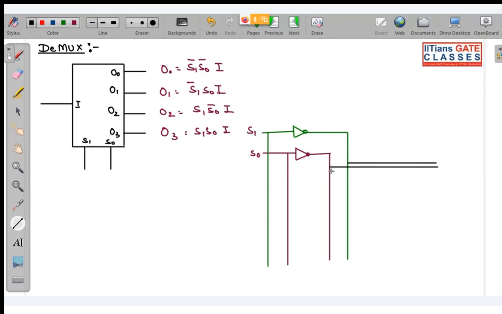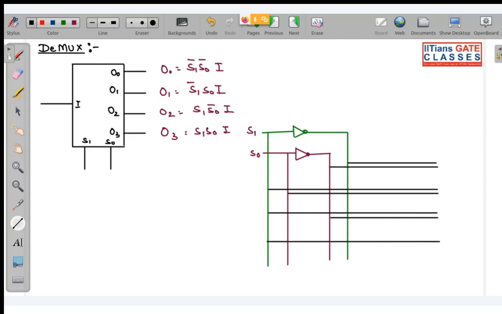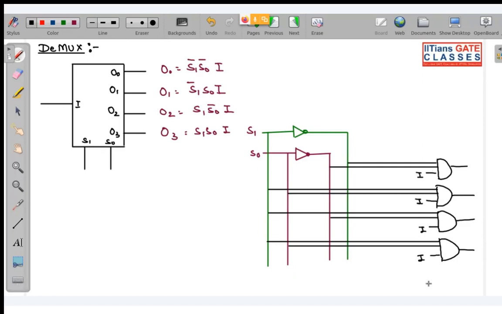So next is S1 complement, S naught. Second is S1, S naught complement. Last is S1 S naught. Either you can keep a common line for I, or here, because I don't want to make the diagram clumsy, I am keeping I over here. But usually there is one single line for I. So this will be O naught, this will be O1, this will be O2, this will be O3.